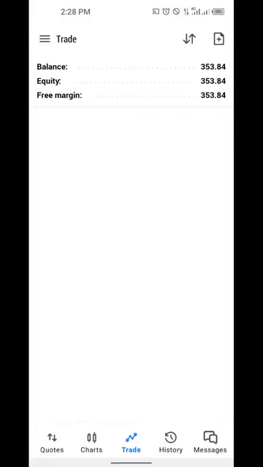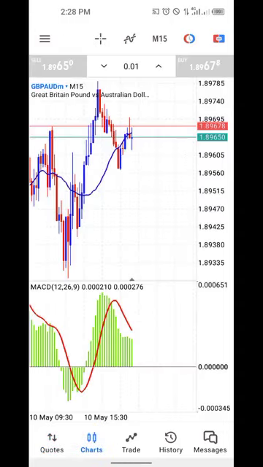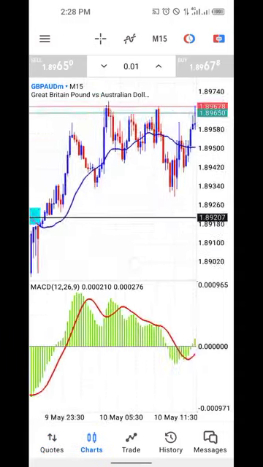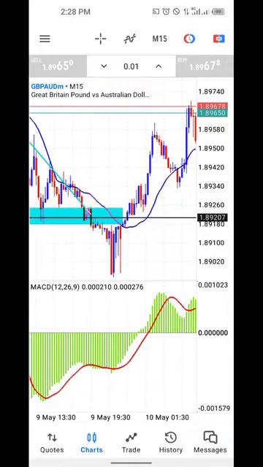So for next week, Monday, 13th of May, we also kickstart. I trade any pair I want. As you can see here, these are the pairs I trade: BTC USD, GBP USD, XAU USD, GBP AUD. So I trade both crypto pairs and forex pairs. Whichever one I feel like trading, those are the ones I trade. All right, so see you on May 13th.